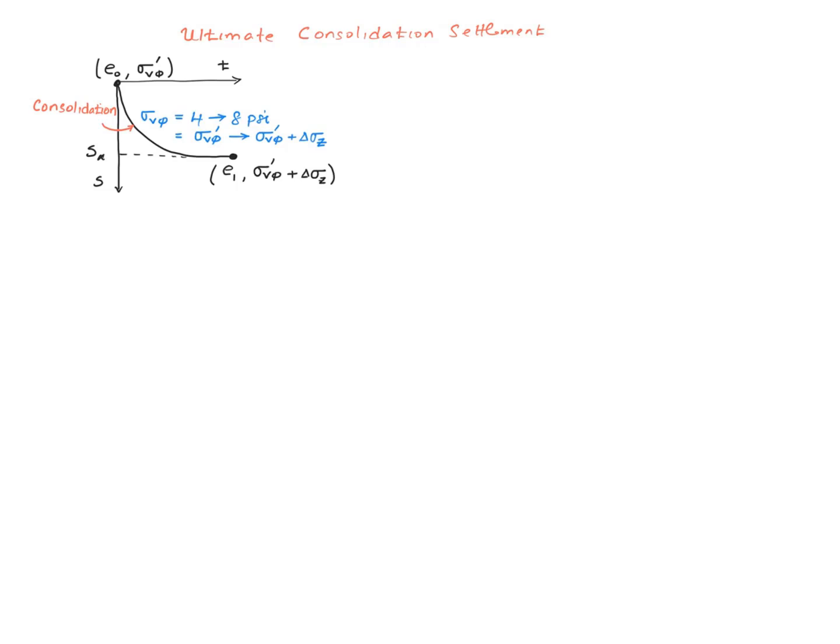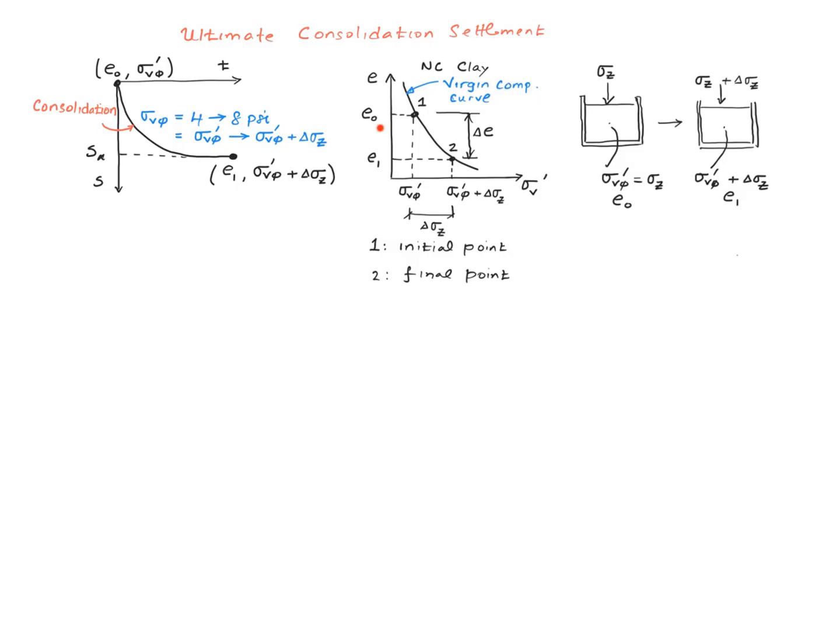In applying these ideas to a field soil deposit, in order to calculate the ultimate settlement of a footing or an embankment or something like that, we kind of go backwards. In other words, we would know the change in void ratio and we convert that into a settlement. And that settlement would be the ultimate consolidation settlement.